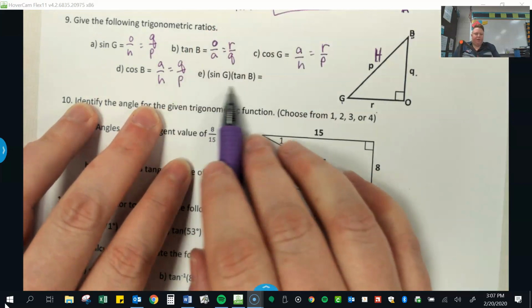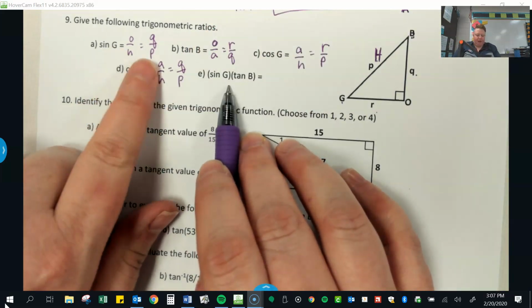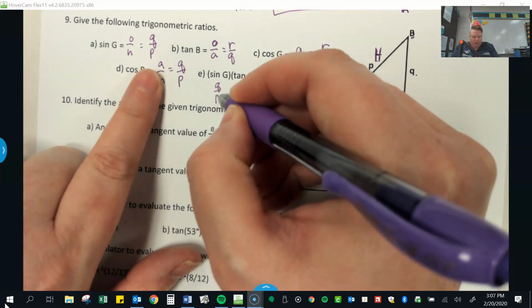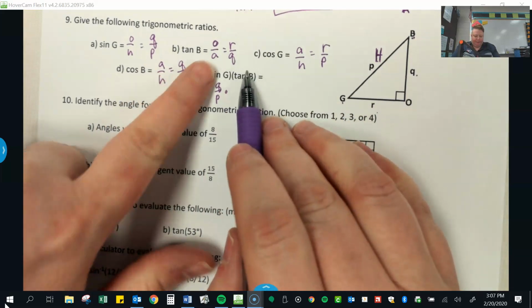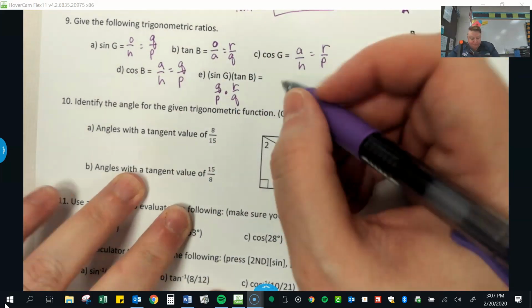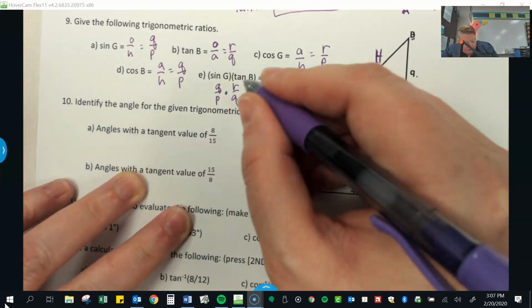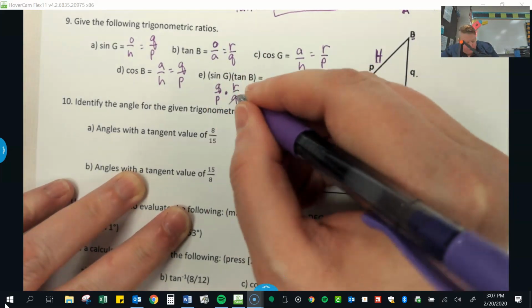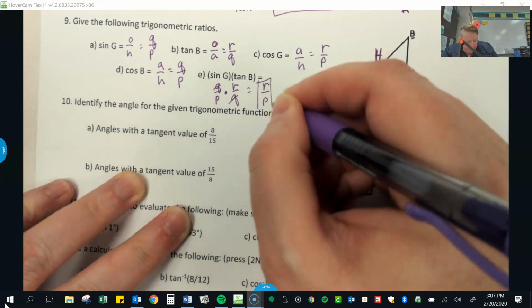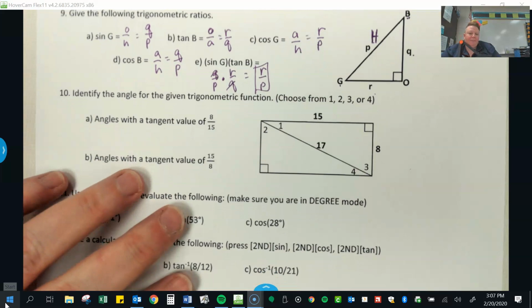Okay. Here, this just means to multiply them. Sine G times tan B. So I'm going to do Q over P times R over Q. Now, when you multiply these, you get QR over PQ, but look, the Q's cancel out. So you're left with R over P. All right?